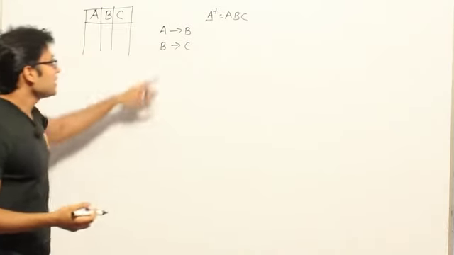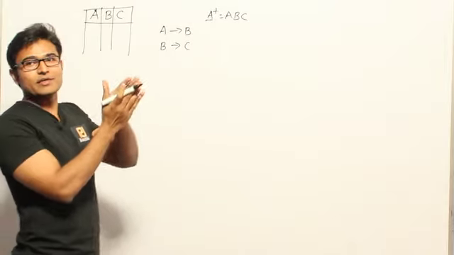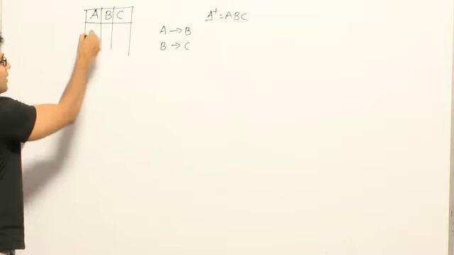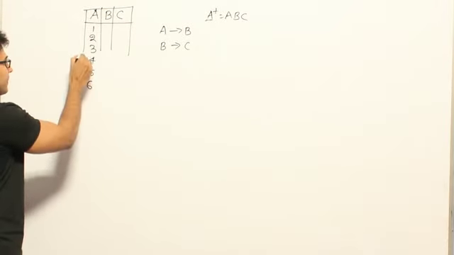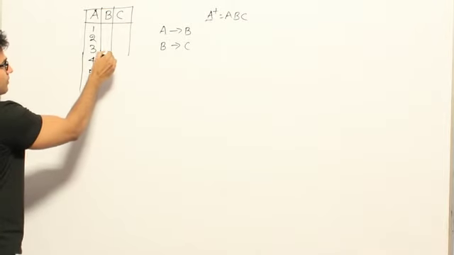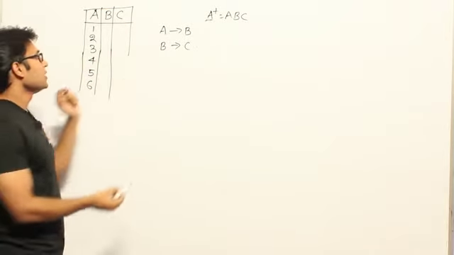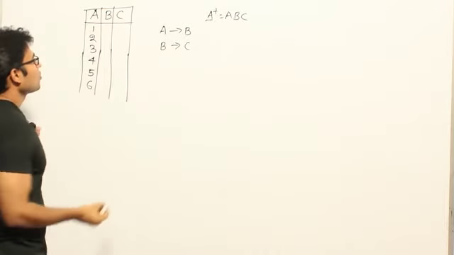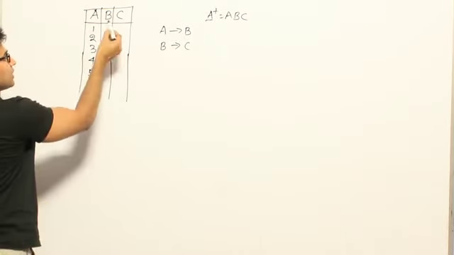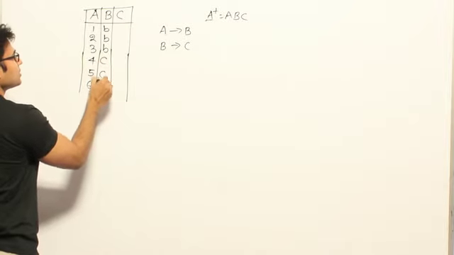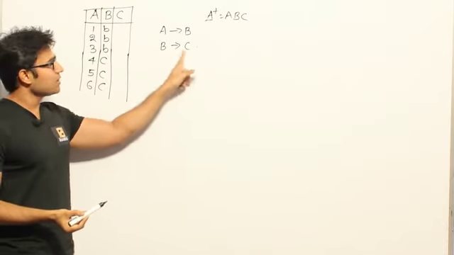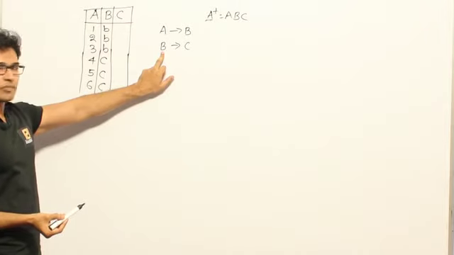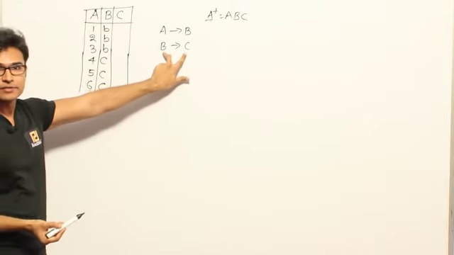So if you observe this, I'll just take an example. See this. Now since A is the candidate key, it should be unique in the entire table, right? Let us say A is having values like this: 1, 2, 3, 4, 5, 6. And A is determining B, so B can be like this: b, b, b, and maybe c, c, c. Okay, and along with that we have one more dependency which is saying B determines C, which means for a given value of B, you will be able to say the value of C uniquely, right?